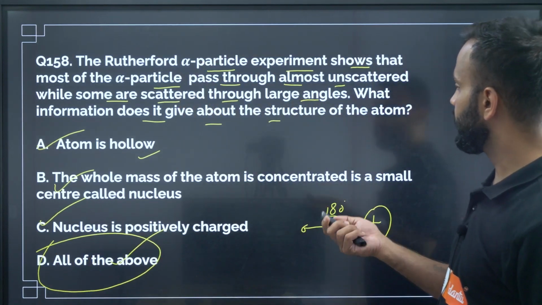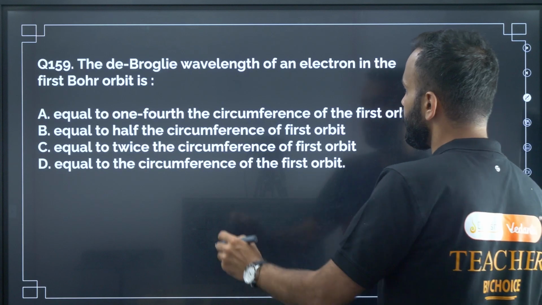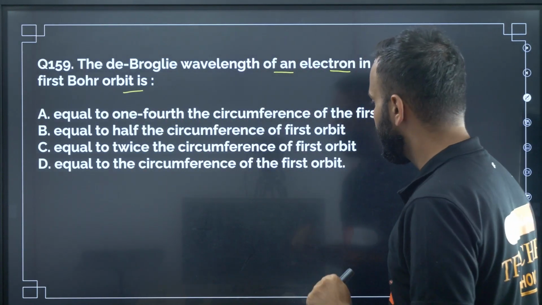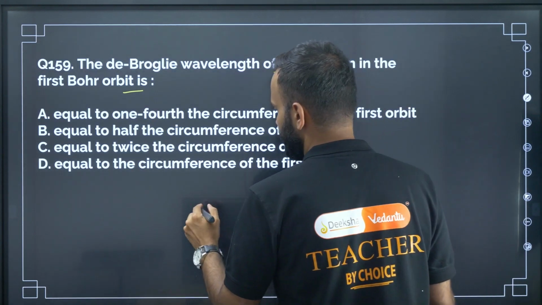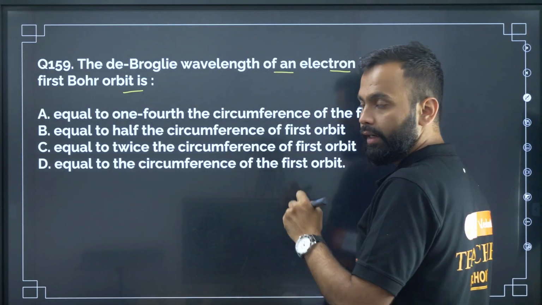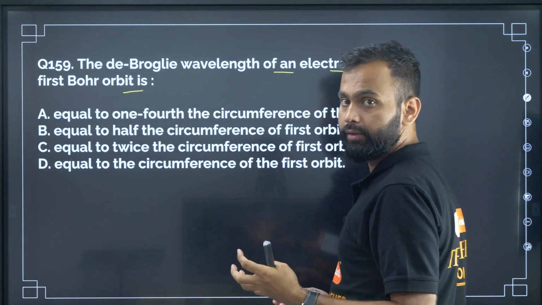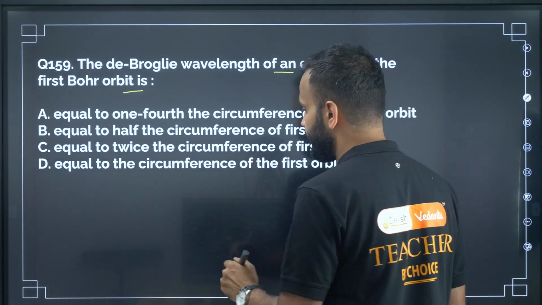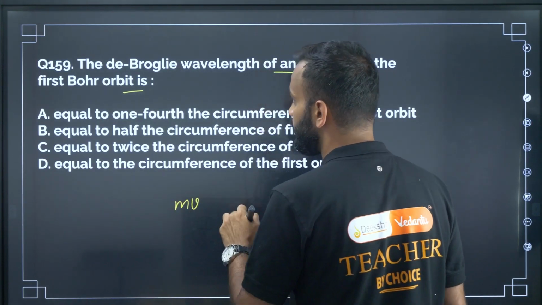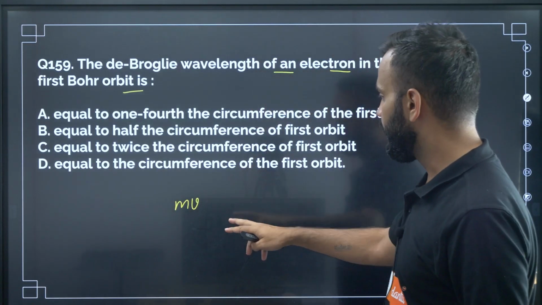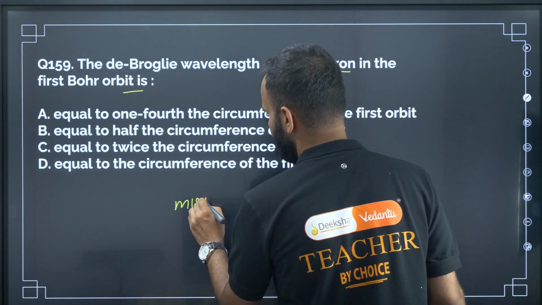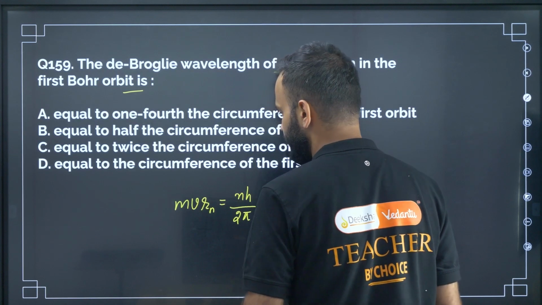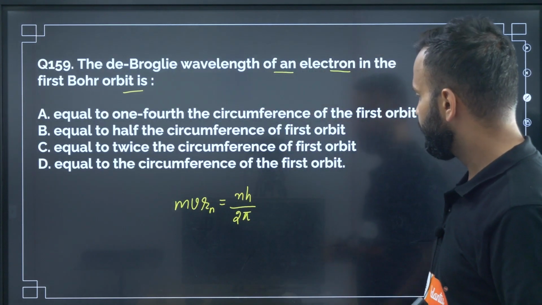Next question. Question number 159. The de Broglie wavelength of an electron in the first Bohr orbit is. Here we know that the angular momentum of the electron is an integral multiple of h by 2 pi, from the Bohr atomic model. So angular momentum of the electron, mvr_n, is equal to nh divided by 2 pi.